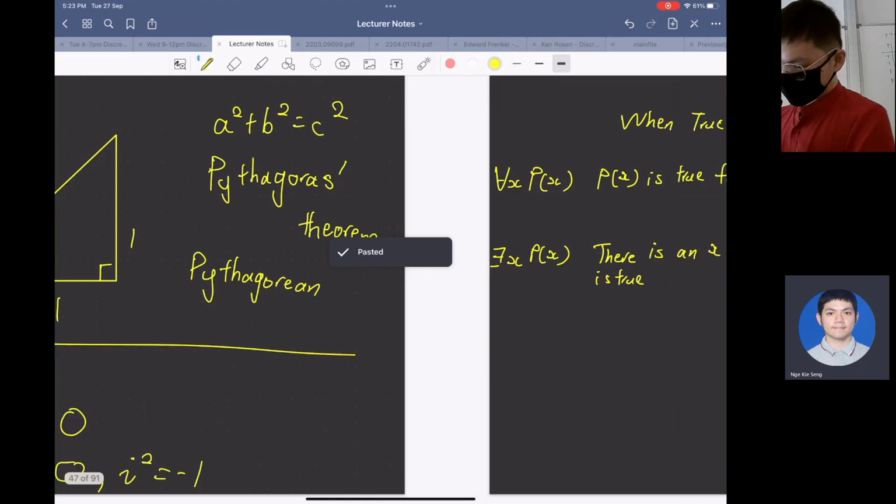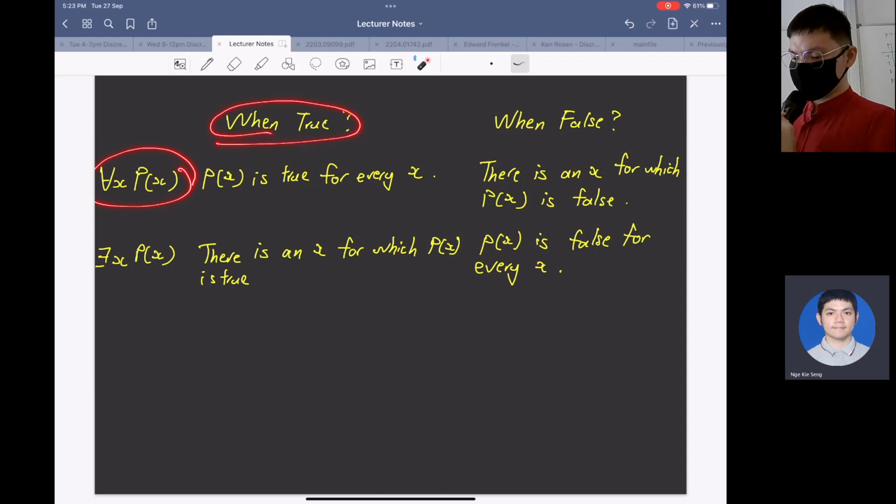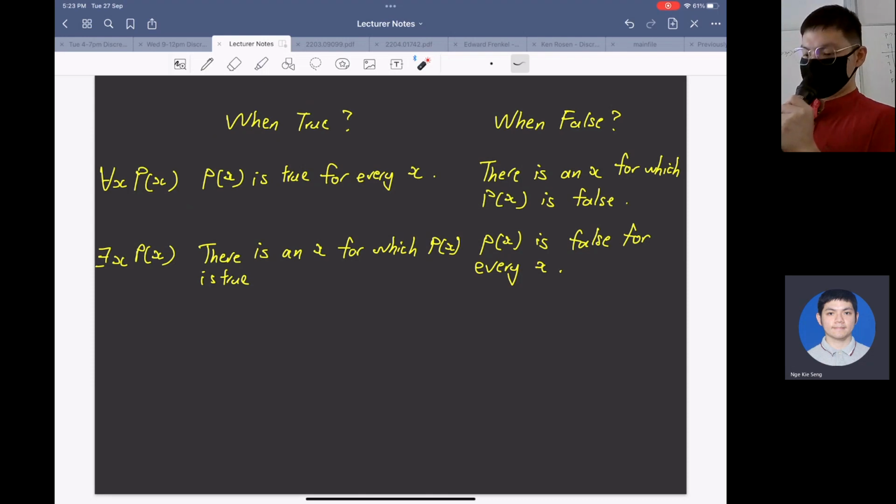Yes, okay. This is a summary. If you have a statement with the universal quantifier and you want to prove it is true, you need to show it for every x. Take one x, show that it's true, and do it for everyone. And when is it false? You just need to find one x such that it is false. There's an x such that P(x) fails. Finding one is enough.